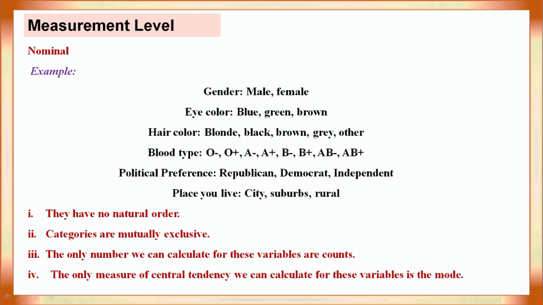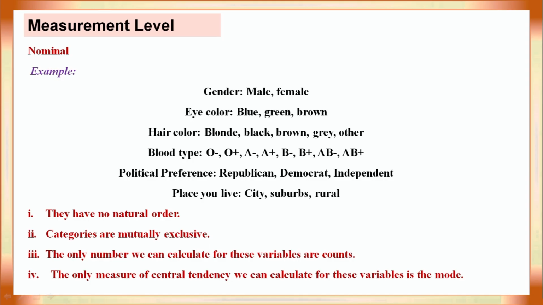So, what are the characteristics of the nominal level of measurement? If your variables are being measured at the nominal level, that means there is no natural order, it is purely based on convenience. Categories are mutually exclusive. That is also a requirement for measurement at any level. The only mathematical operation we can use is the count. And the best measure of central tendency we can use with this level is the mode.